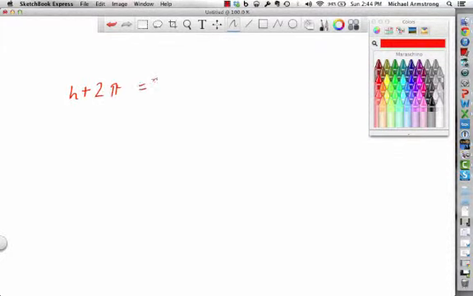h plus 2 pi is equal to 3 pi. Now this looks hard, but it's really not. We're going to subtract 2 pi, and we're not going to change pi into anything like 3.14 or 22/7 or anything like that. We're just going to subtract 2 pi.